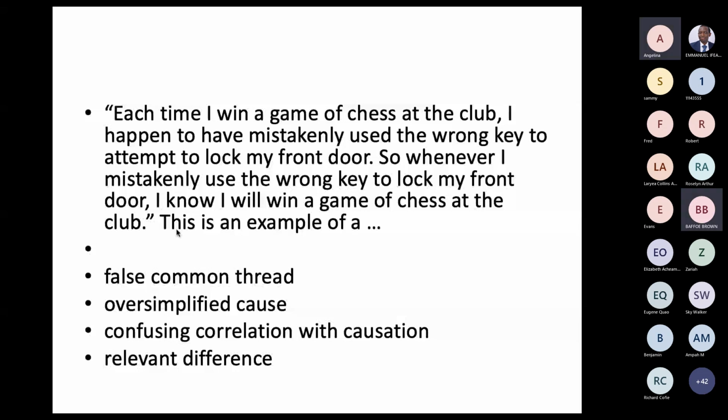False common thread. False common thread. Spell it out. Yeah, false common thread. It's alleging a common thread running through the events of winning chess.